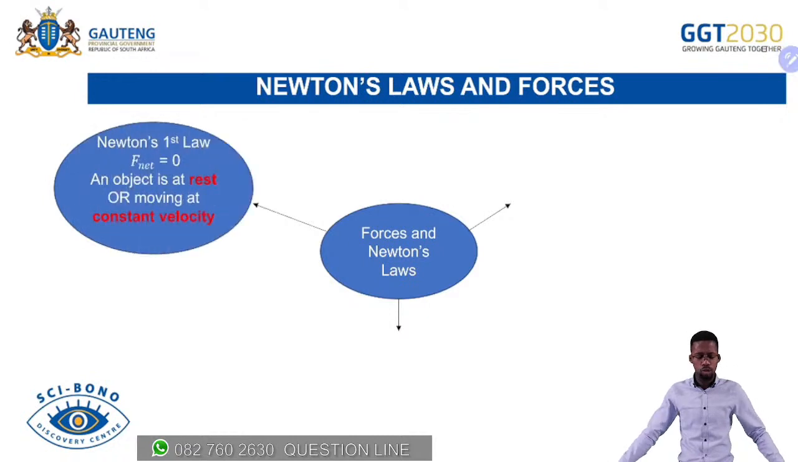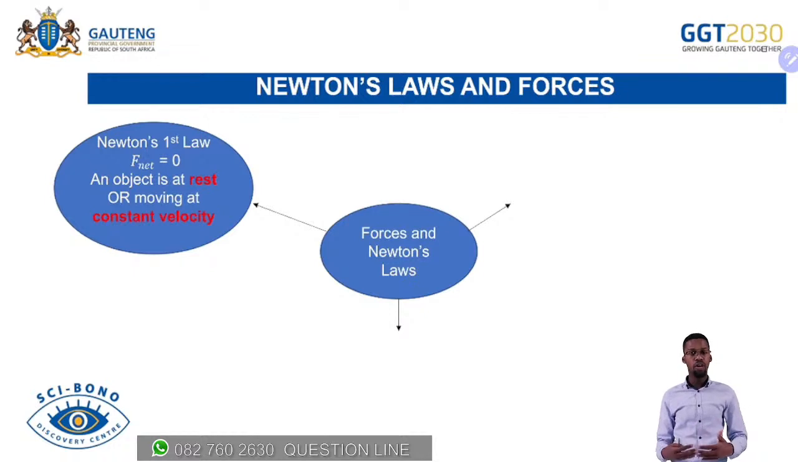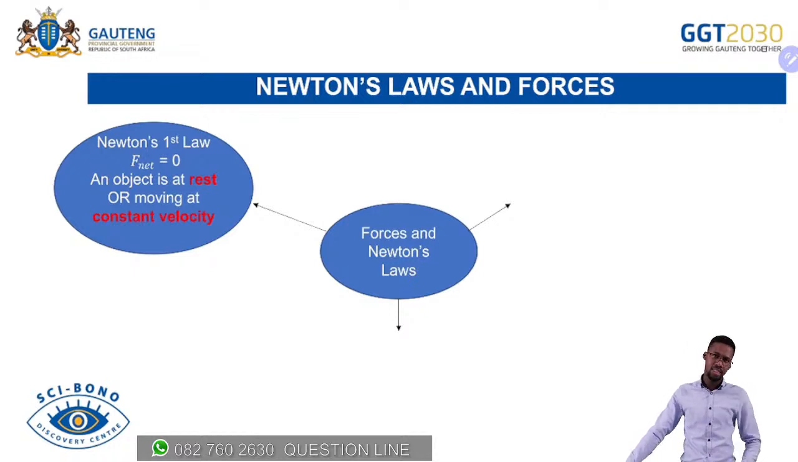So we know that when we talk about Newton's first law, we are talking about the law of inertia, where we are saying that an object that is at rest will continue to be at rest or move at constant velocity unless an unbalanced net force acts on it. That is Newton's first law.